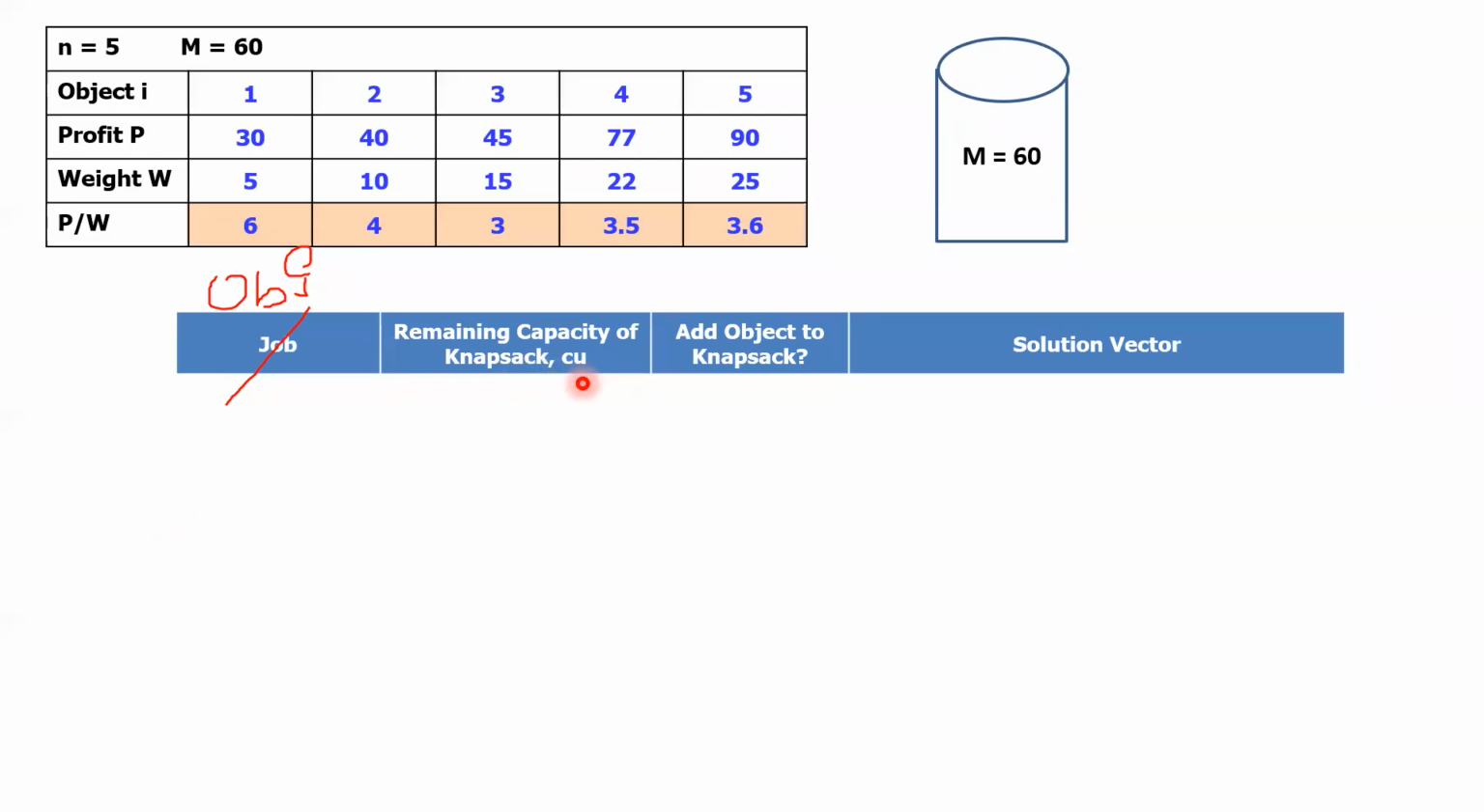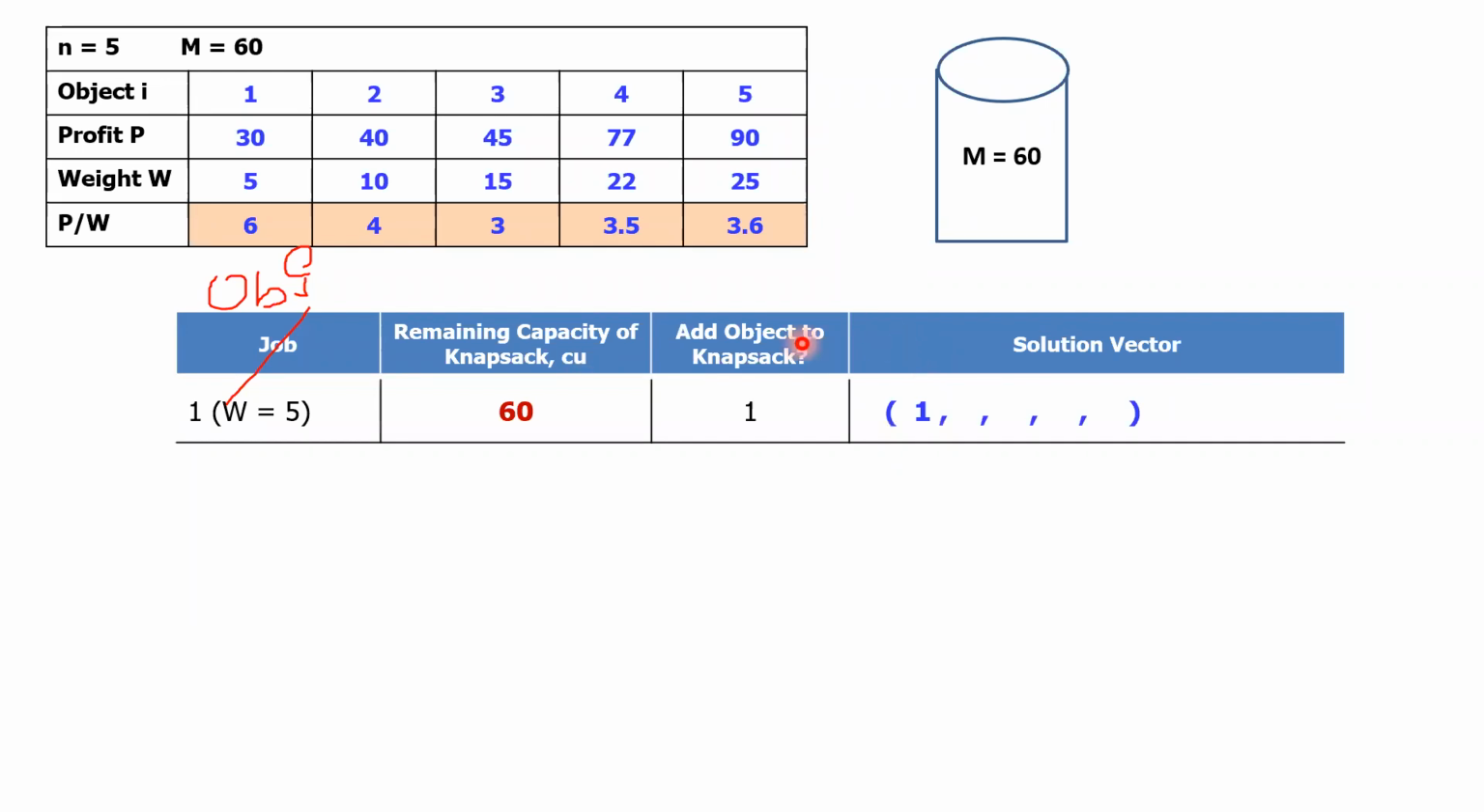I'll call it as CU. After that, you'll have to decide whether you'll add this object to the knapsack or not. You'll partially use it or you'll fully use it. Then what is the updation to the solution vector?